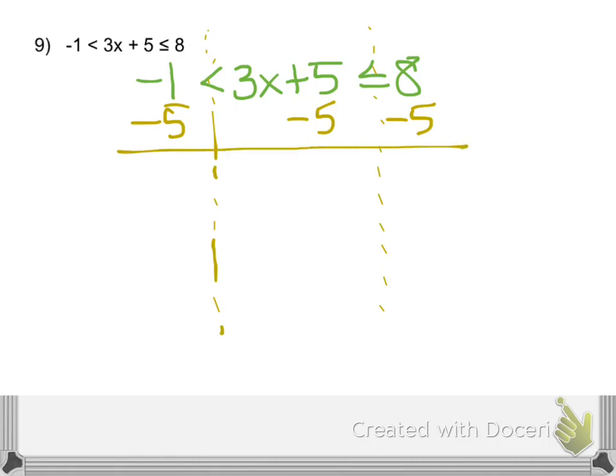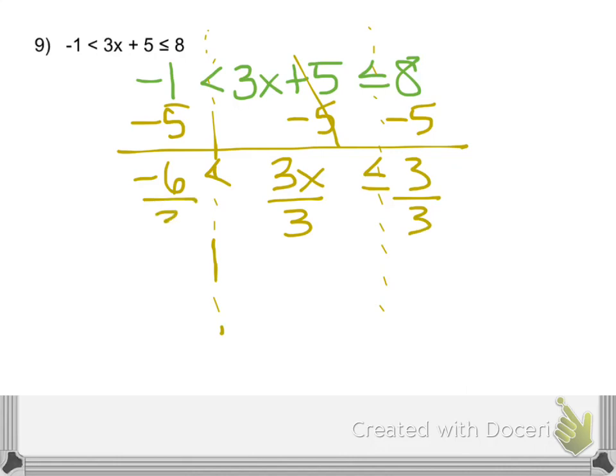So then I'll get negative 6 is less than 3x is less than or equal to a positive 3. Still solving this compound inequality, I need to divide both sides, all three sides, by 3. So I get negative 2 is less than x is less than or equal to 1. And now we're going to go ahead and graph this on the same number line.